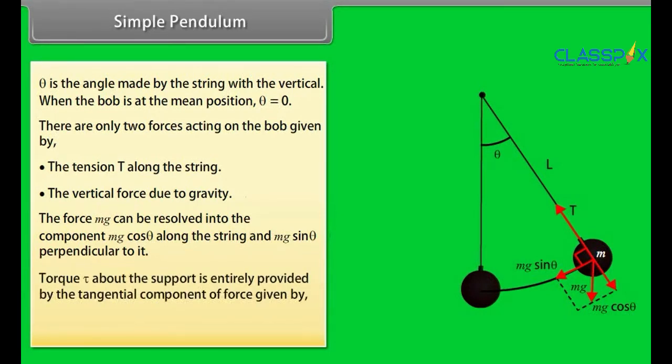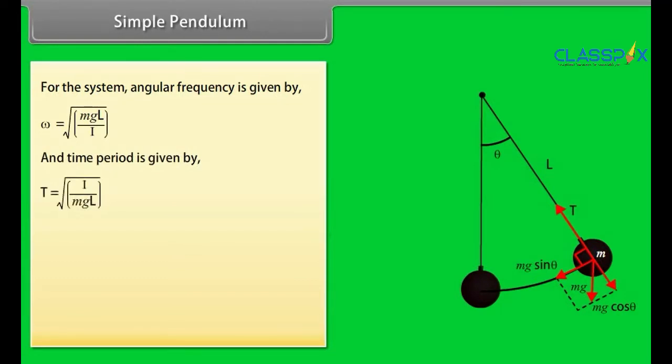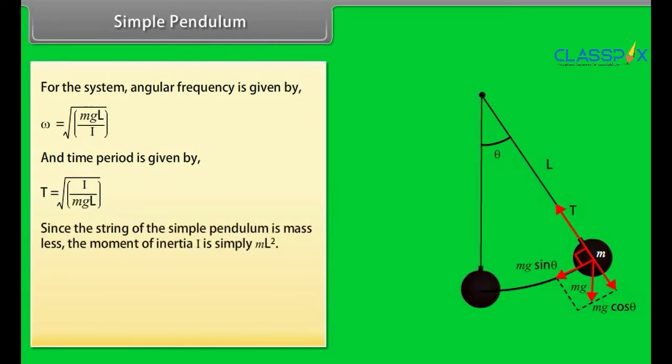The torque about the support is entirely provided by the tangential component of force, given by tau is equal to minus L mg sin theta. For the system, angular frequency is given by omega is equal to square root of mgL upon I, and time period is given by T is equal to square root of I upon mgL. Since the string of the simple pendulum is massless, the moment of inertia I is simply mL squared. Now, the time period of a simple pendulum is T is equal to square root of L by g.